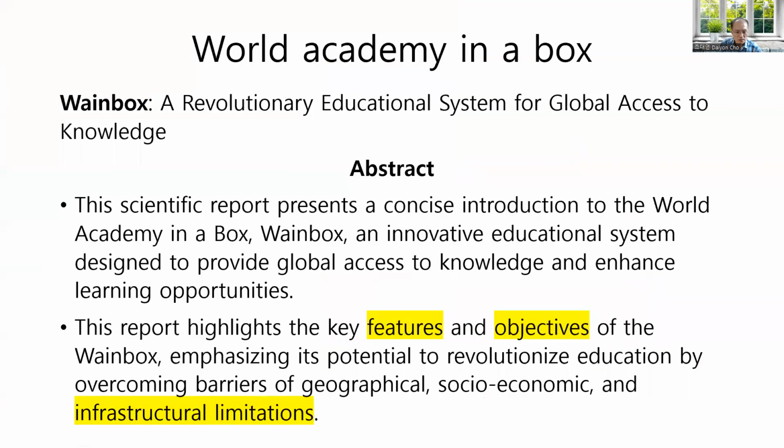And so, as a summary, we'll think about those kinds of things. So WAINBOX is a kind of revolutionary education system for global access to knowledge, and here it has some key features and objectives, and this can be used in an area that has some infrastructural limitations: no internet, very slow internet, and electricity problems. So in that situation, it still works.